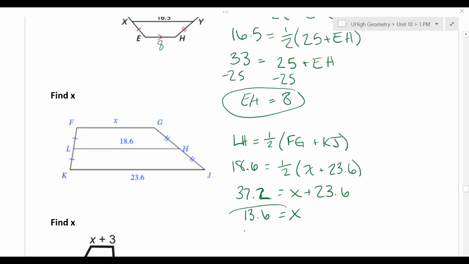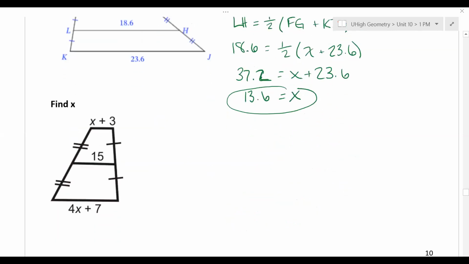And again, let's double check that. 23.6 plus 13.6 is 37.2, and then half of 37.2 is 18.6. So when I check this, it does work.